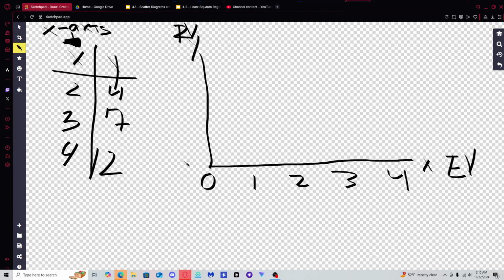So b squared has to be greater than 4 times 12. And when we evaluate that on our calculator, we get 6400. So b squared has to be greater than 6400.